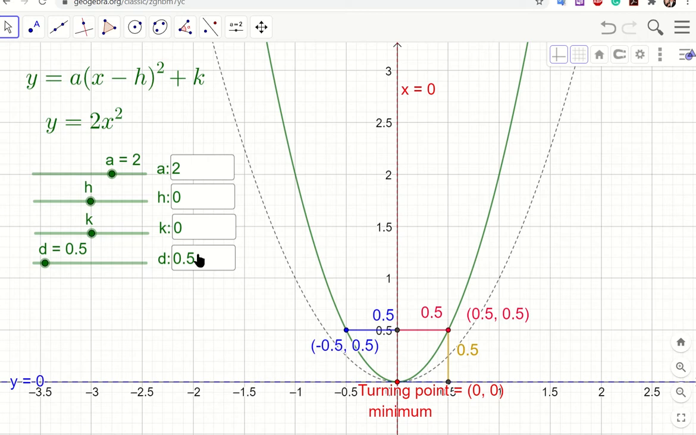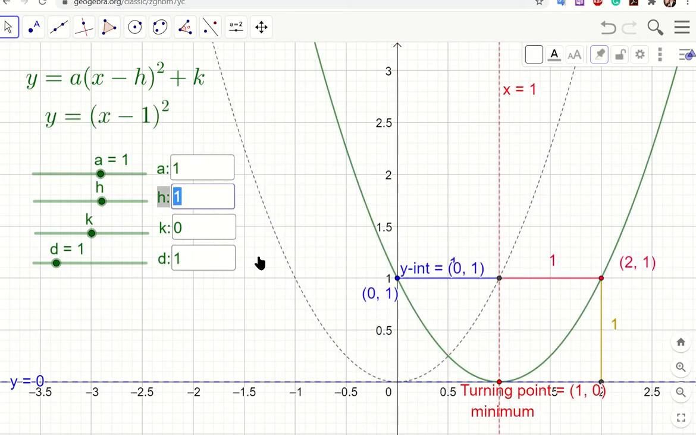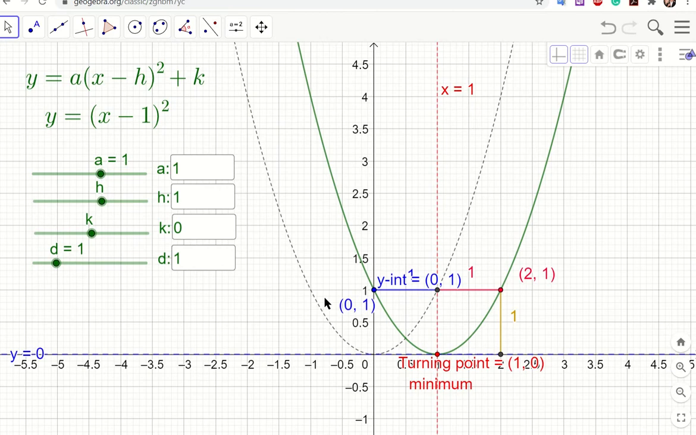And now let's return a and d to 1 and make h 1 as well. So if we look at the equation, we can see that it says y equals (x minus 1) squared. So this means that subtracting by 1 moves a parabola in the positive direction. And this may seem counterintuitive at first, but if you think about it, 1 minus 1 is 0.